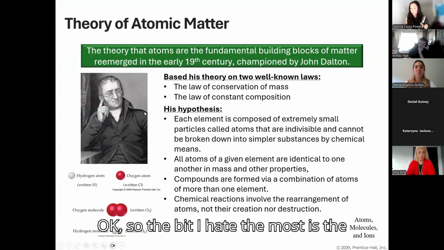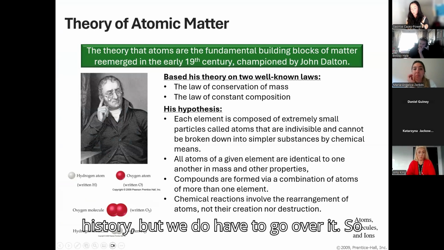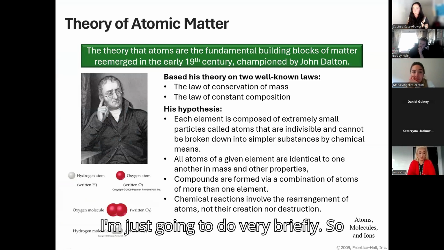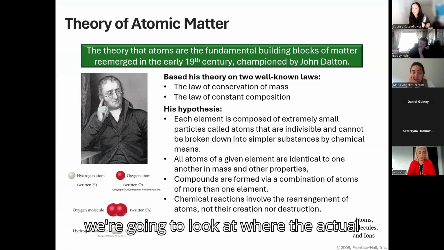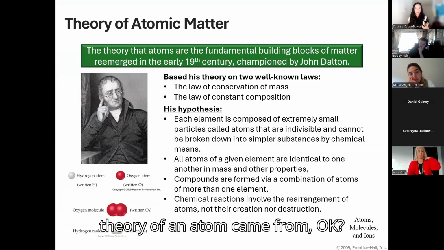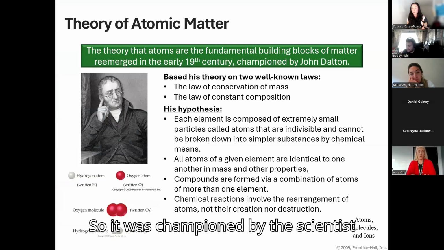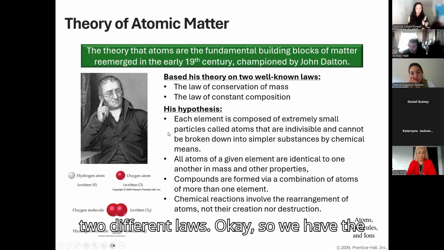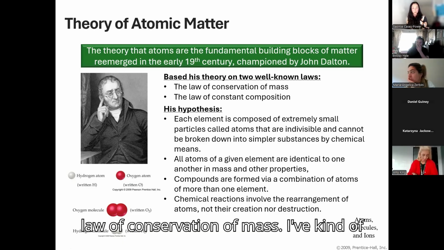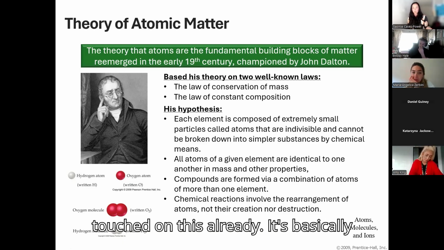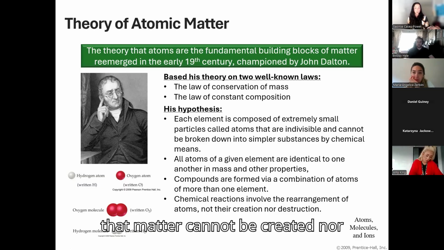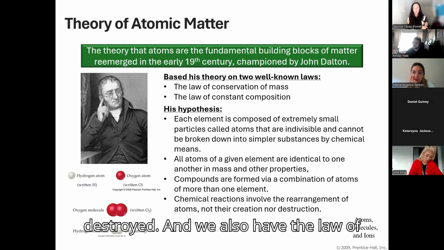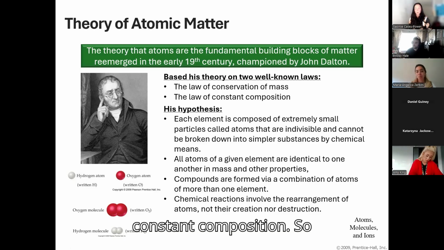The bit I hate the most is the history, but we do have to cover it, so I'm just going to do it very briefly. We're going to look at where the actual theory of an atom came from. It was championed by a scientist called John Dalton, and he based this on 2 different laws. We have the law of conservation of mass, which I've touched on already: matter cannot be created nor destroyed. And we also have the law of constant composition.